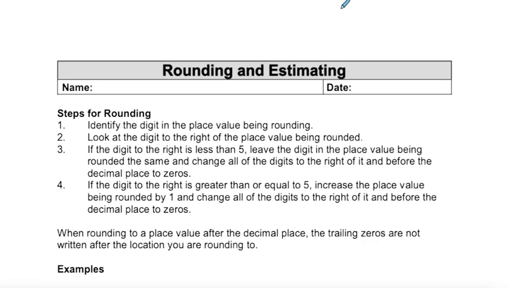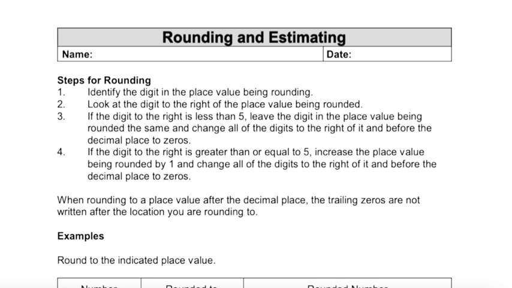And if the digit to the right is greater than or equal to 5, increase the place value being rounded by 1 and change all of the digits to the right of it and before the decimal place to 0. So when rounding to a place value after the decimal place, the trailing zeros are not usually written after the location you are rounding to. So that's important to realize as well. So let's go over some examples to really see how this works in real life.